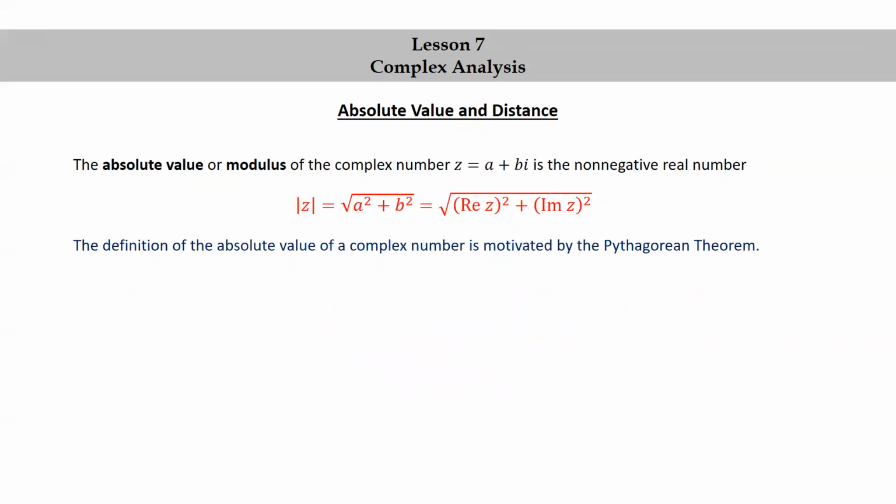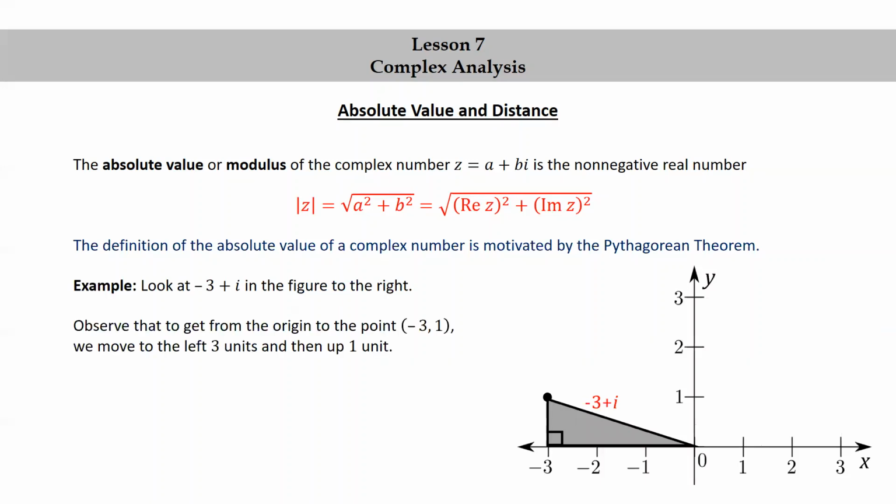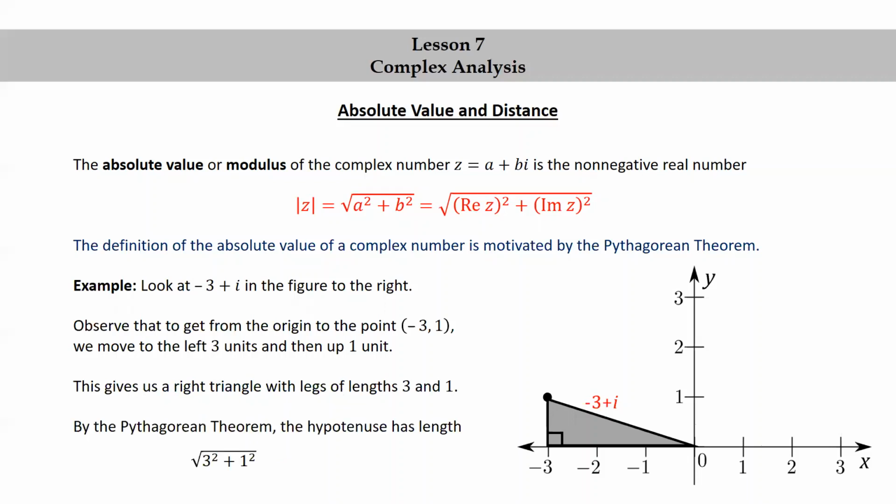The definition of the absolute value of a complex number is motivated by the Pythagorean theorem. Let's look at an example to see this. Look at negative 3 plus i in the figure to the right. Observe that to get from the origin to the point negative 3, 1, we move to the left 3 units and then up 1 unit. This gives us a right triangle with legs of lengths 3 and 1. By the Pythagorean theorem, the hypotenuse has length square root of 3 squared plus 1 squared, which is root 9 plus 1, which is the square root of 10. So the absolute value of negative 3 plus i is the square root of 10.